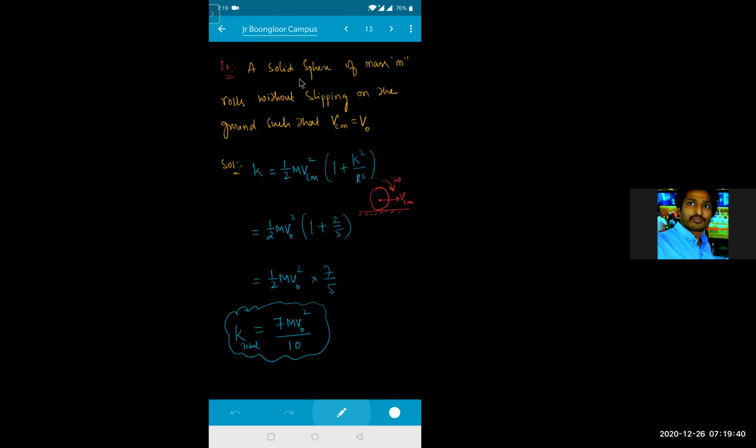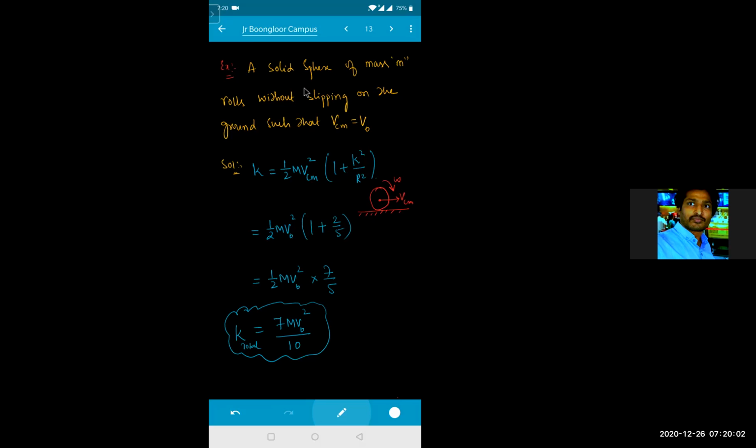See this one example. A solid sphere of mass m rolls without slipping on the ground such that VCM is V0. So what is the total kinetic energy? What is the total kinetic energy formula? Half into m into VCM square into 1 plus k square by r square. It is moving with VCM and also rotating with omega. VCM is V0. So it is half into m, VCM I am writing as V0 square into 1 plus k square by r square.